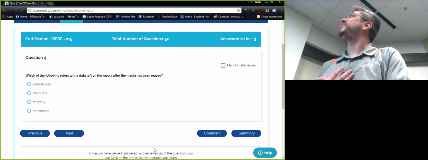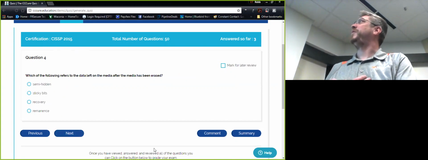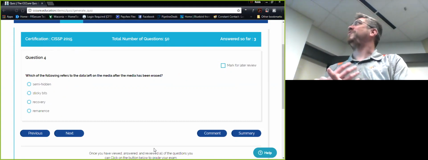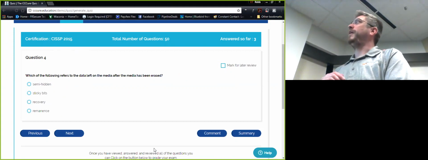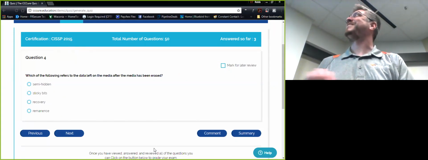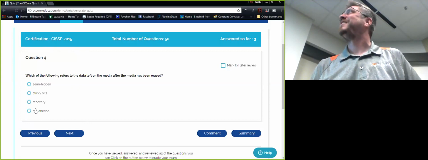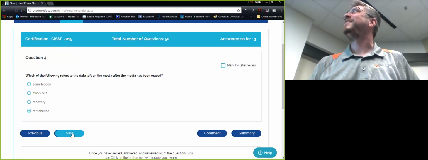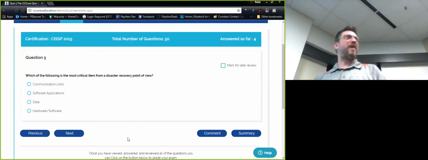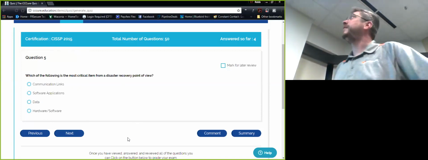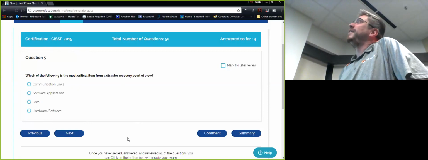Which of the following refers to the data left on media after the media has been erased? Semi-hidden, no. Sticky bits, no. Sticky bits is what happens when my kids eat donuts and get my computer. Recovery, no. Remnants, it's remnants. That's what happens when my son gets the iPad. There's sticky bits all over the screen. Yeah, get your sticky bits off my computer.